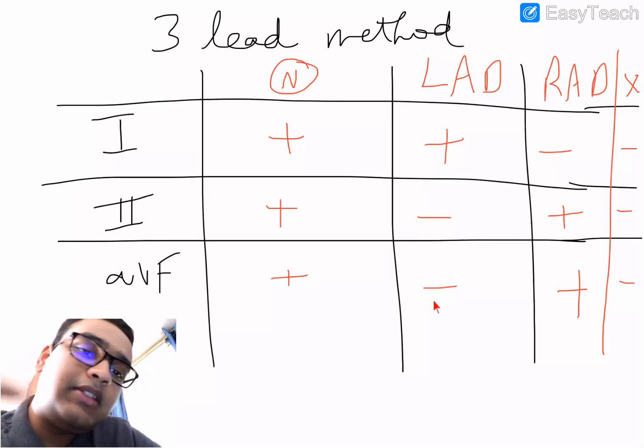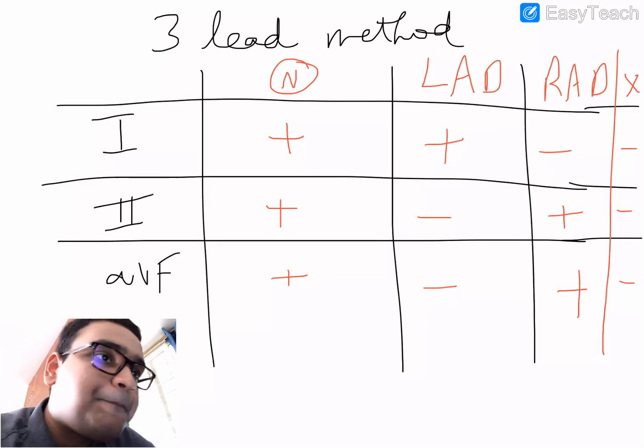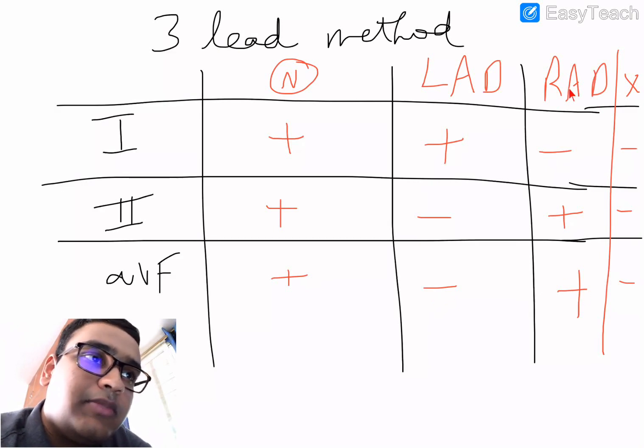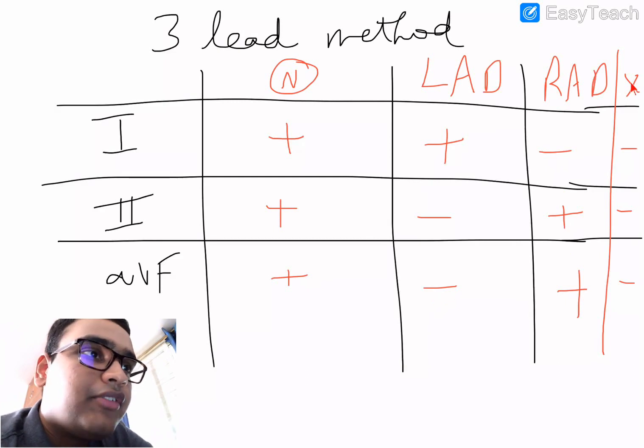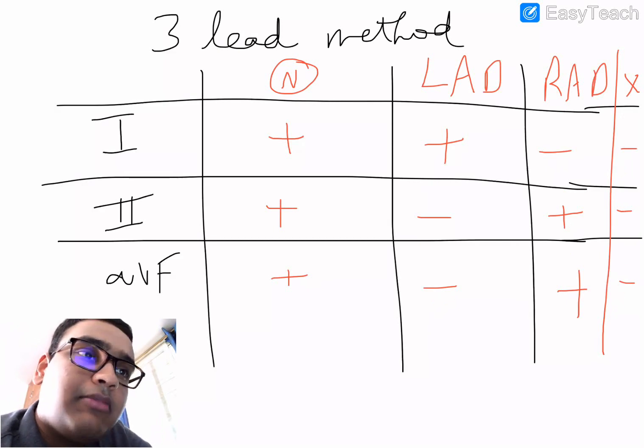deviation. That means it comes between 0 to minus 30 degrees. For right axis deviation, lead 1 is negative, lead 2 is positive, and AVF is positive. So this would be the right axis deviation. It is beyond plus 90. For extreme axis deviation, all are negative. So this would mean it falls between plus 180 and minus 90.